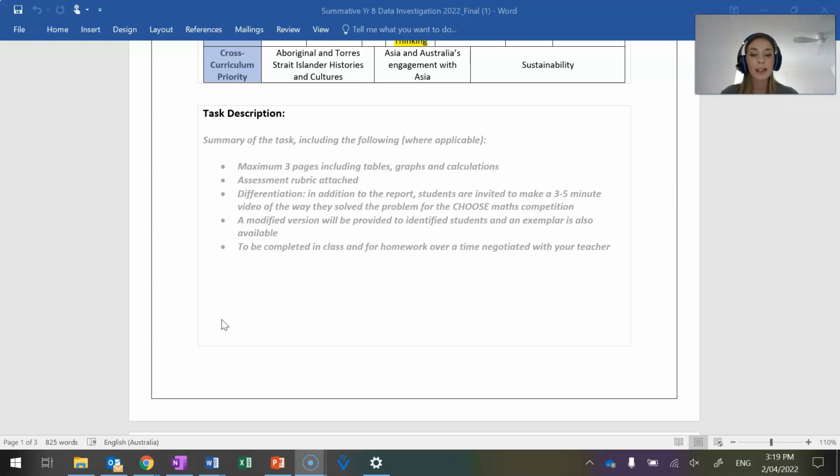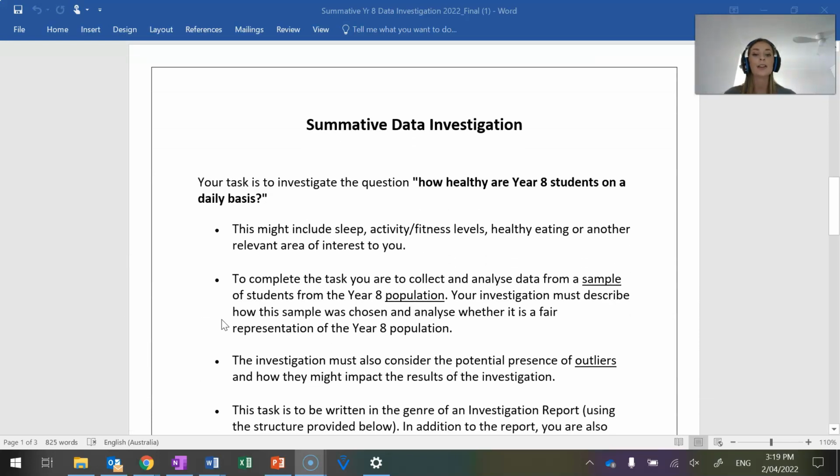So this is to be completed in class and for homework. So you've had Thursday's lesson to start it. You have Tuesday's lesson in week 10, Thursday's lesson in week 10, and then Tuesday's lesson in week 11 to submit this task.